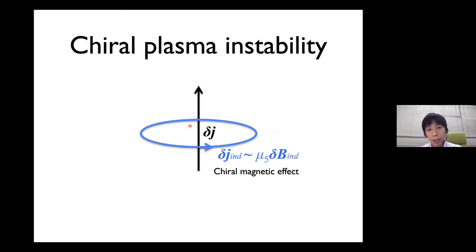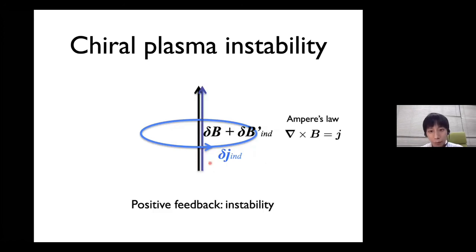And again, by the chiral magnetic effect, we have a current along this magnetic field. And this induced current further induces the magnetic field in this direction according to Ampere's law, which means that the original infinitesimally small magnetic field provides positive feedback to the original magnetic field, and which means that we have an instability. This is a very hand-waving argument for why chiral plasma instability occurs. Is that okay with you? Or Shamapan, do you want to extend the question? He says it's okay.